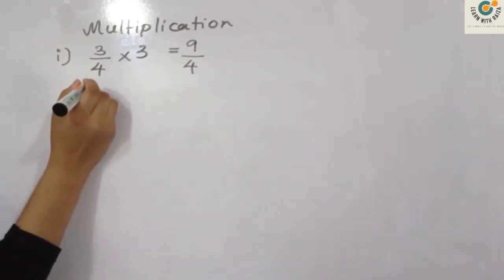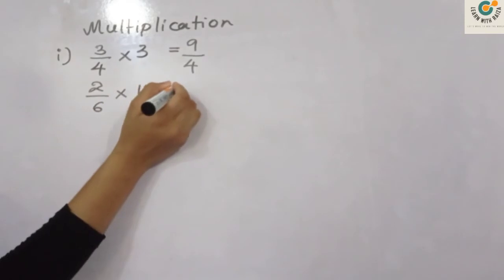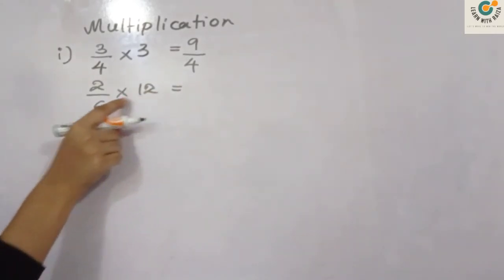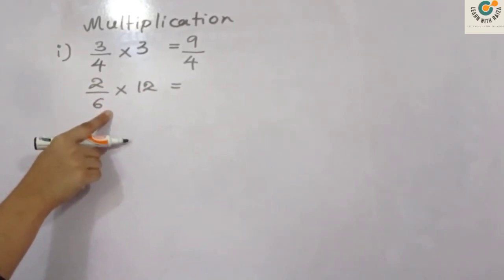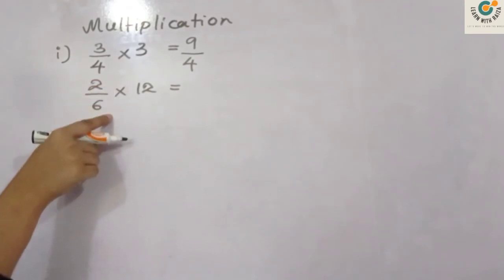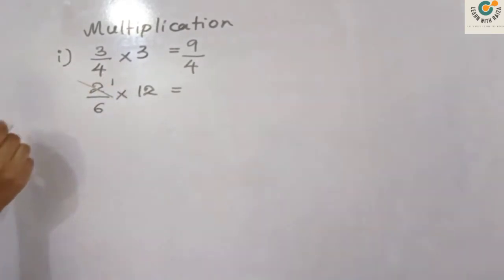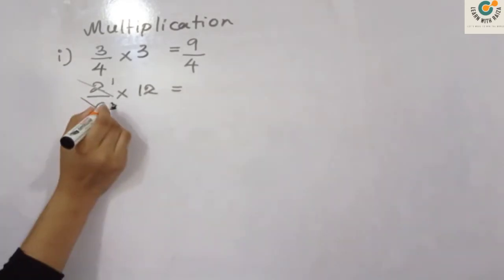But suppose you are given something like this, into 12. Rather than multiplying, you can divide both of them. You can divide both of these also. Anyway, that is your wish. Diagonally or up and down. If I divide like this, 2 divided by 2, 1. 6 divided by 2, 3. So I am getting 3 here.